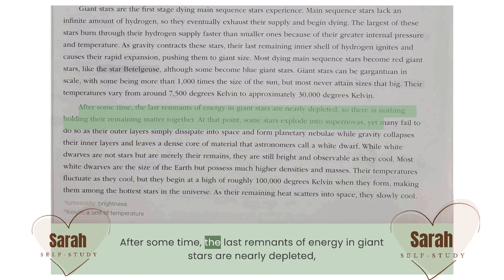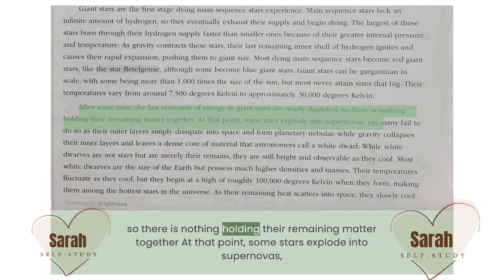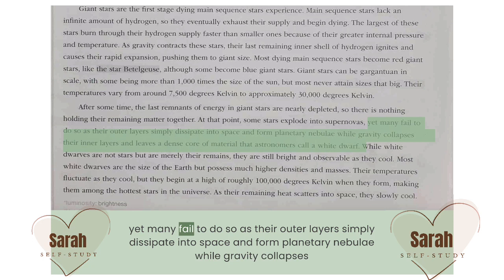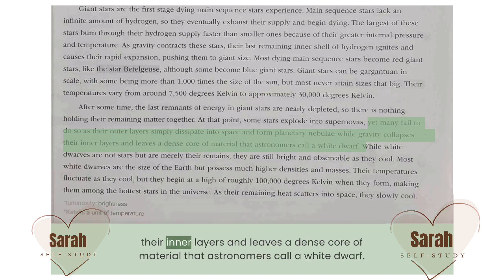After some time, the last remnants of energy in giant stars are nearly depleted, so there is nothing holding their remaining matter together at that point. Some stars explode into supernovas. Yet many fail to do so as their outer layers simply dissipate into space and form planetary nebulae while gravity collapses their inner layers and leaves a dense core of material that astronomers call a white dwarf.